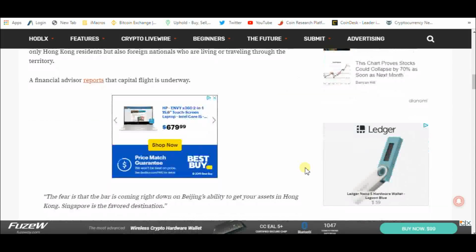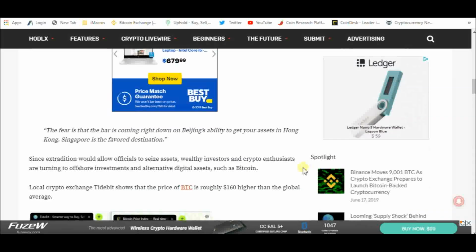A financial advisor reports that capital flight is underway. The fear is that the bar is coming right down on Beijing's ability to get your assets in Hong Kong. Singapore is the favored destination. Since extradition would allow officials to seize assets, wealthy investors and crypto enthusiasts are turning to offshore investments and alternative digital assets such as Bitcoin.